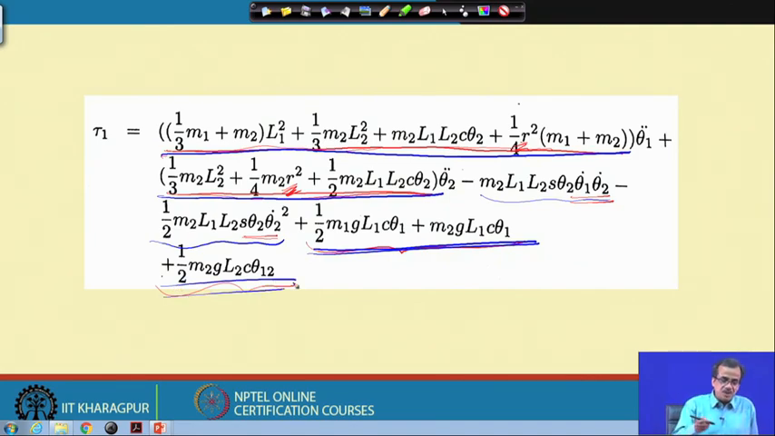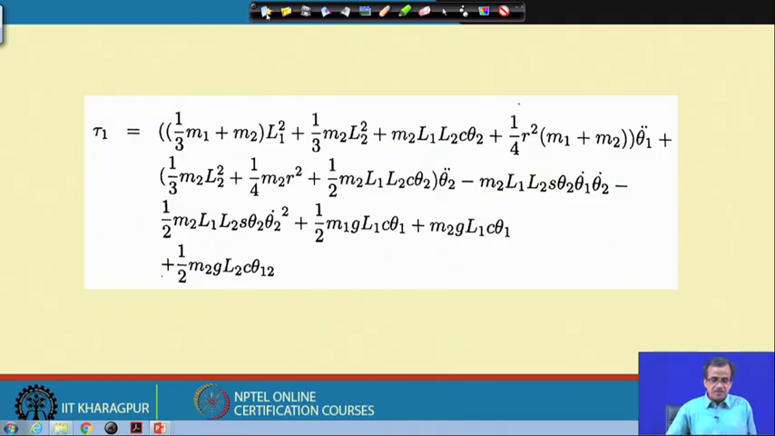And another observation we should have a look at. You see, we are trying to find out the expression for the joint torque at joint 1. Now, here if you see carefully, there are a few terms related to theta 2.